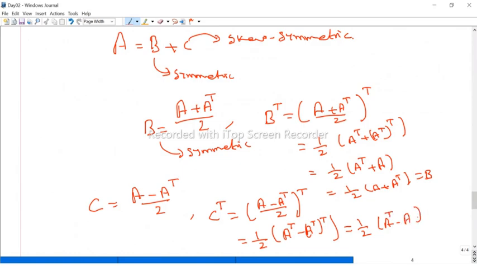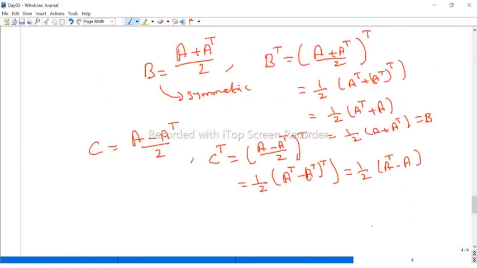Now we can take minus outside. Therefore, we get minus 1 by 2 times A minus A transpose. If we take minus outside, then this should be A minus A transpose. Now this is nothing but C. Therefore, it is minus C. Therefore, C satisfies the property that C equals minus C transpose. Therefore, this C is a skew symmetric matrix.